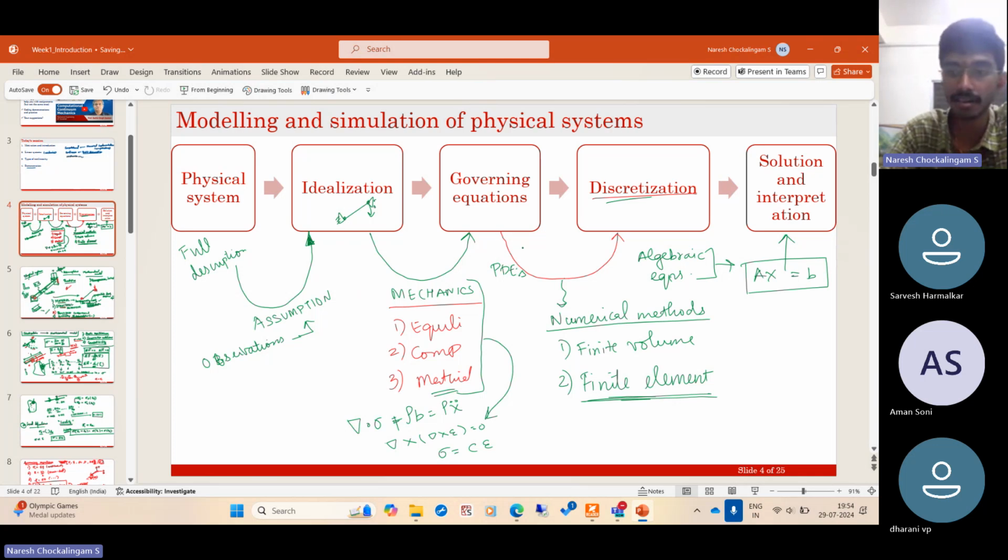So this is the full chain of processes that you have to take up while trying to model physical systems. Now we have closed this chain.